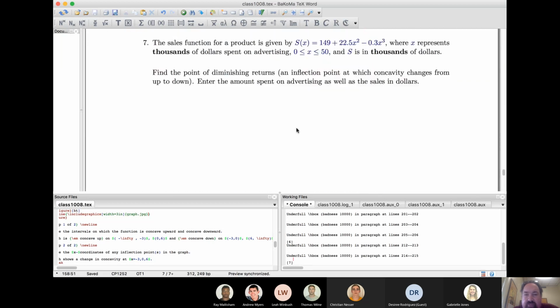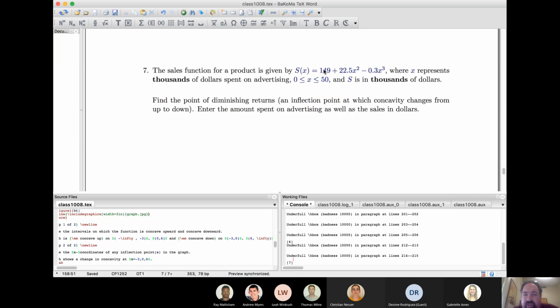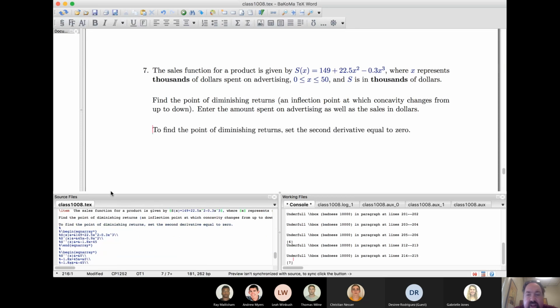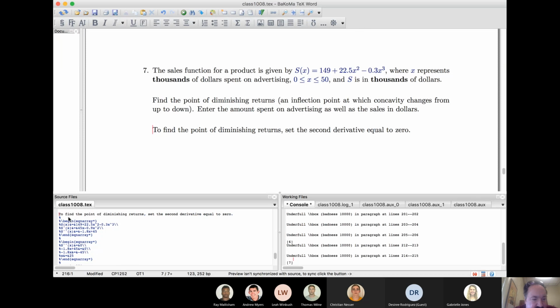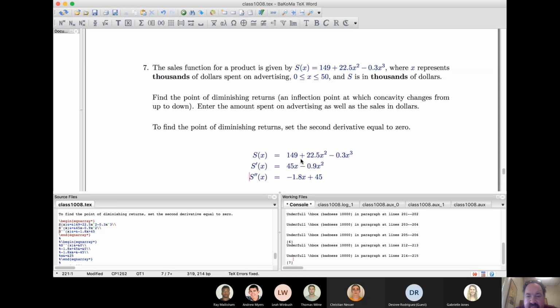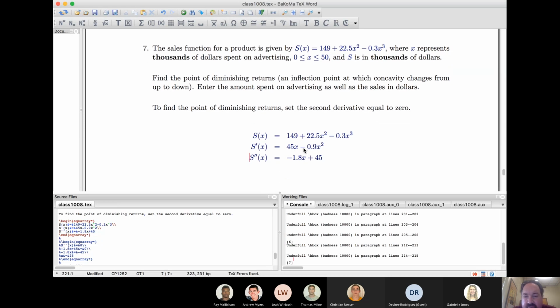Okay, so that's what we want to find with this function. At what point does the second derivative change from positive to negative? So that means finding out where, if anywhere, the second derivative is equal to 0. So then we go ahead and take a second derivative. First, we get nothing from here, and then applying the power rule as usual to get the first derivative, and then 45 minus 1.8x, that's the second derivative.